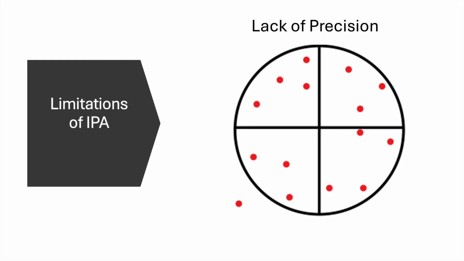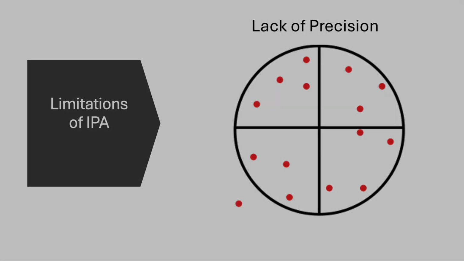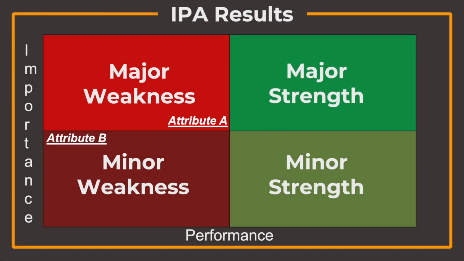The other one, too, is what I would call a lack of precision. Let me give you two examples of this. You've got attribute A and you've got attribute B, right? From an importance standpoint, there's not that much difference. Attribute A is just a little bit more important. But you can see that with attribute B, we suck at it way more than attribute A, right? There's a big difference there.